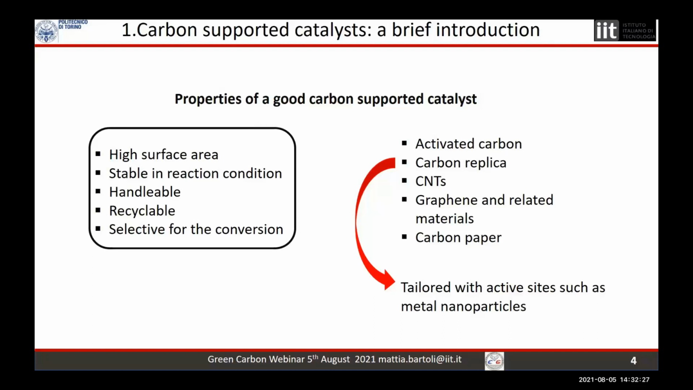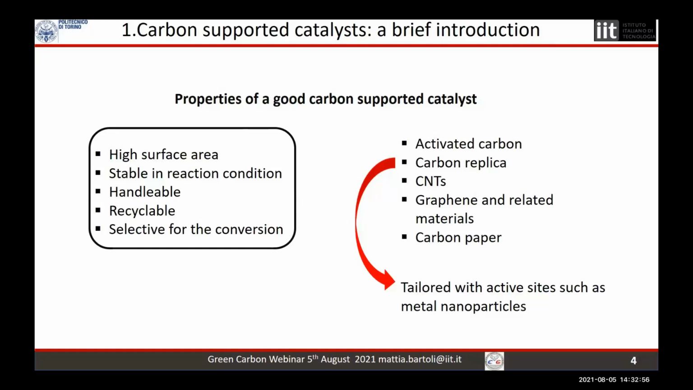In the literature, you can find a lot of different supports, from activated carbon, the traditional one, to carbon replicas. These are very interesting materials. For example, you can produce a zeolite covered with an organic precursor and then carbonize it. This is a carbon replica. There are also plenty of nanostructures and nanomaterials such as CNTs, graphene, and so on.